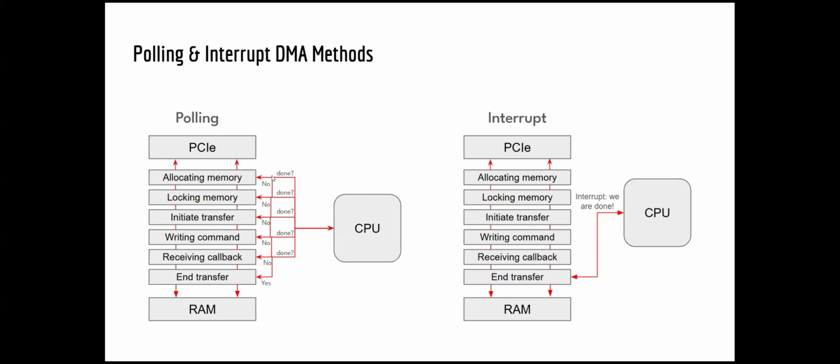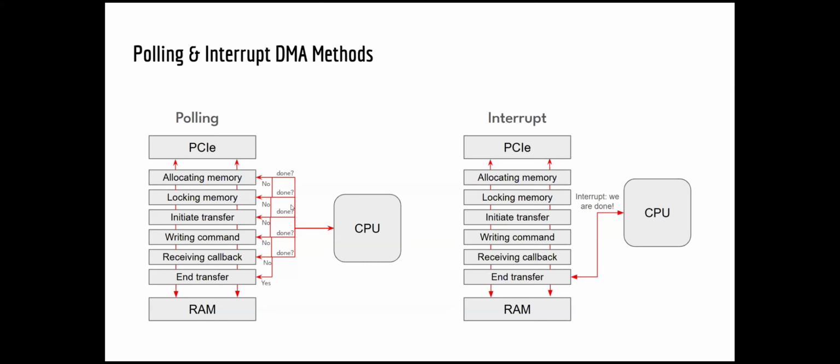And if the answer is no, and so on and so on. Basically, it's quite straightforward. The CPU keeps asking, are you done? No. Are you done? No. Until the answer is yes. And then the CPU knows that the DMA transfer has ended. It is both time and resources consuming for the CPU and the DMA process.